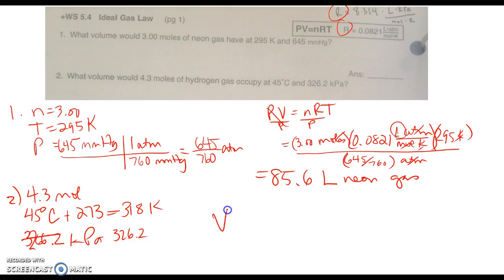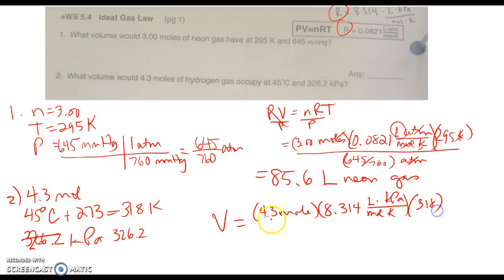Solving for volume, but now we have 4.3 moles. Our R, we're going to use the other one because we have liters, kPa, mole, and temperature. And temperature is 318. And our pressure that we'll divide by is 326.2 kPa. So notice 2 sig figs, 2 and 4, so I believe our answer should have 2.